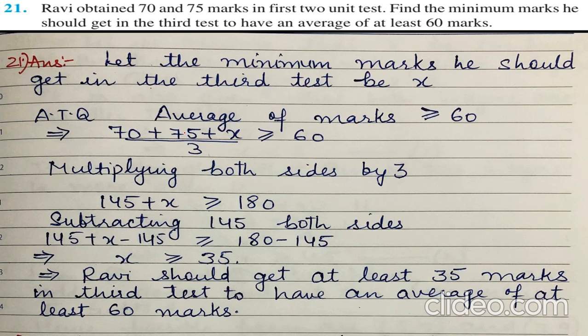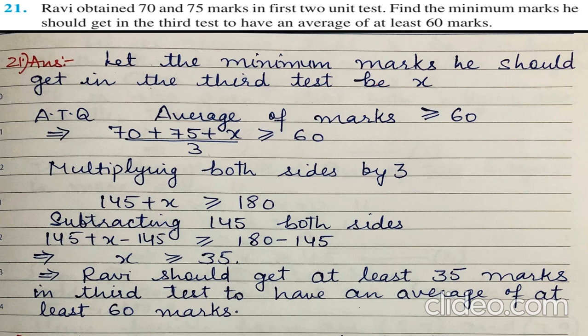Question 21 says Ravi obtained 70 and 75 marks in first two unit test. Find the minimum marks he should get in the third test to have an average of at least 60 marks. Now here we are given the marks in two subjects. One is 70 and the other subject he got 75 marks. So let the minimum marks he should get in third test be X.